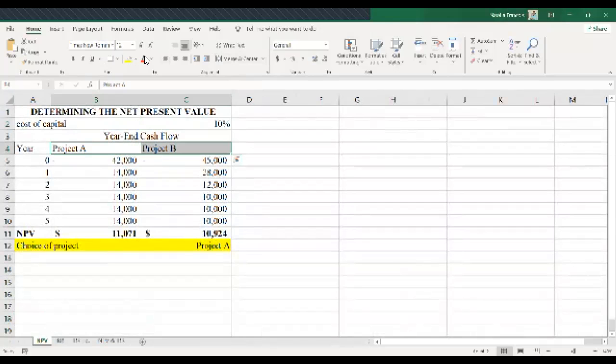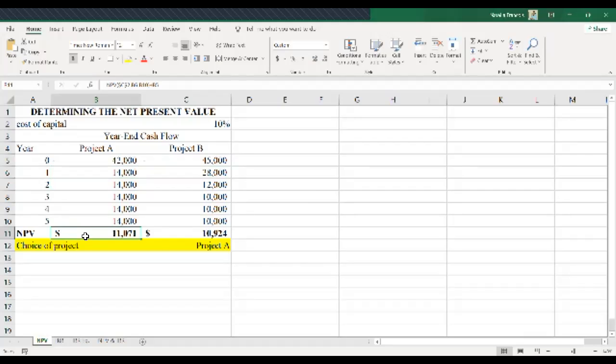Now we have here at 0, the beginning of the year, our initial investment was 42,000, right, for project A and project B. And then our cash inflows for the 5 years, at the end of each of the 5 years, go as follows. So how do we calculate the net present value?